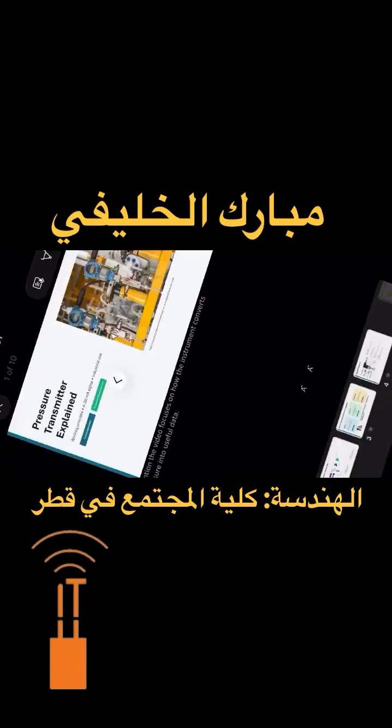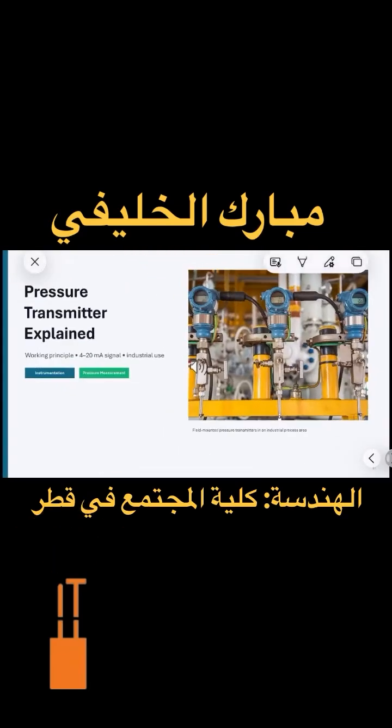Pressure transmitters. A pressure transmitter is an important instrument used in an industrial system to measure pressure and send the reading to the control system. In this presentation, I will explain the working principle, the 4 to 20 milliamp signal, the difference between sensor, transducer and transmitter, and some common applications and faults.